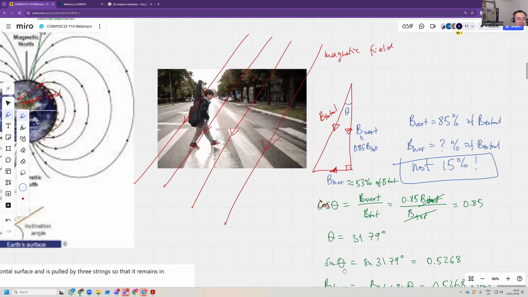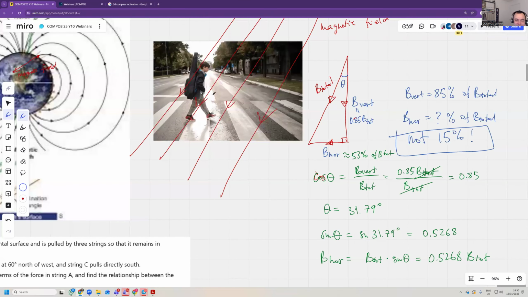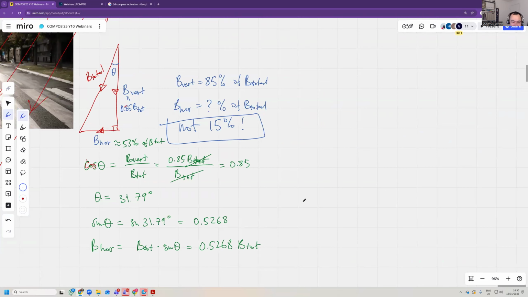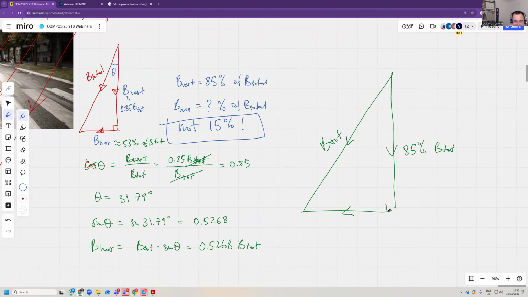Interesting. So you have a magnetic field which goes like this, B total. The vertical field is 85% of B total. And the horizontal is, sorry, 53% of B total, which is bizarre.